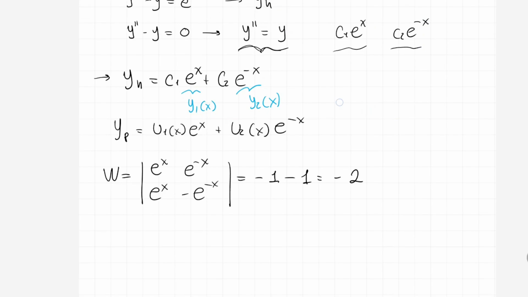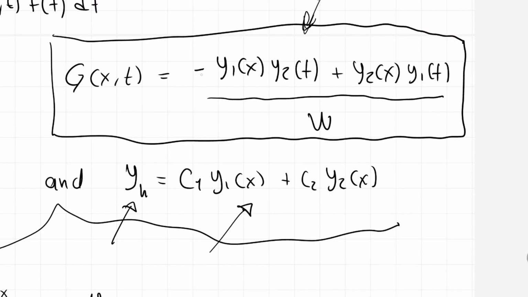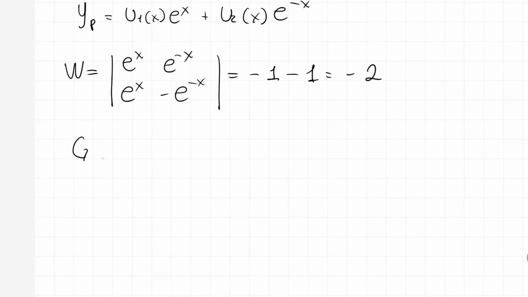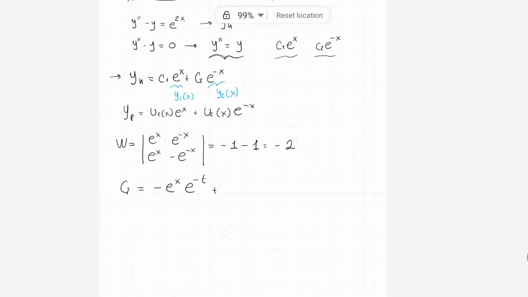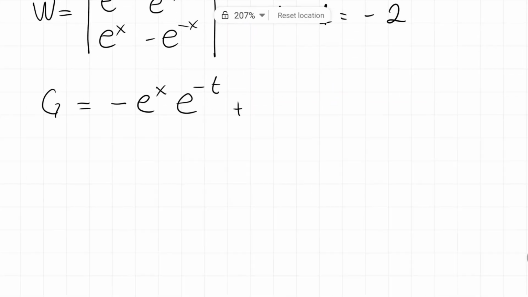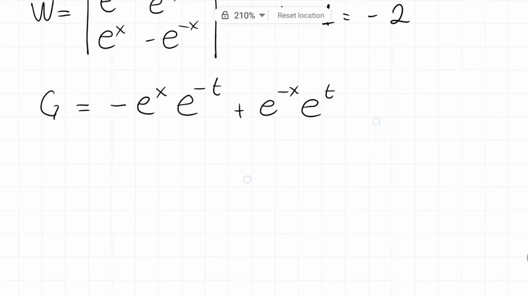Okay? So we can go to the definition of the Green function to see that we need to write negative y1 of x, y2 of t. So that is negative e to the x and e to the negative t. This is y2, but evaluated at t. And then plus y2 of x times y1 of t. So we get e to the negative x, e to the t, and then over the Wronskian, which is negative 2.